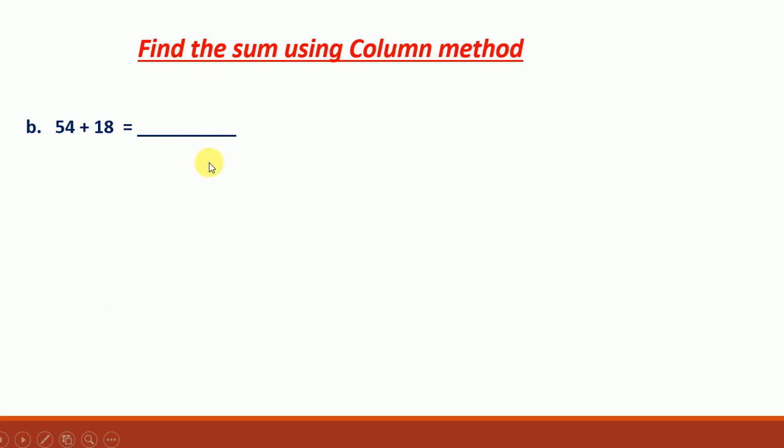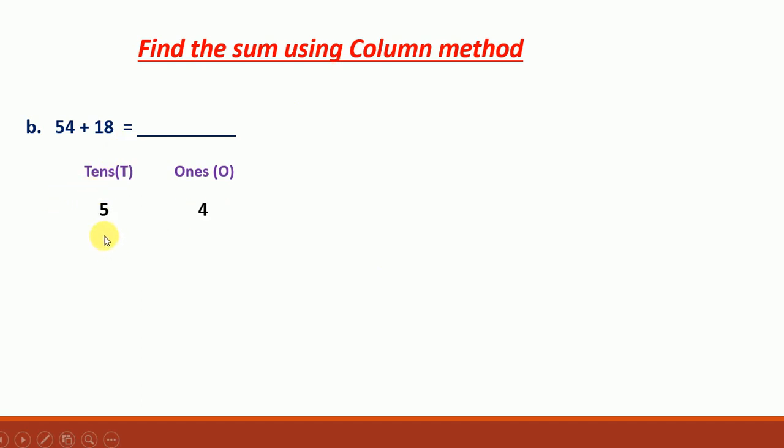Let us see one more example. We are going to add the numbers 54 plus 18. Write these numbers in a column method. The number 54 has 5 tens and 4 ones in it, and the number 18 has 1 ten and 8 ones in it. So write the places, tens and ones.